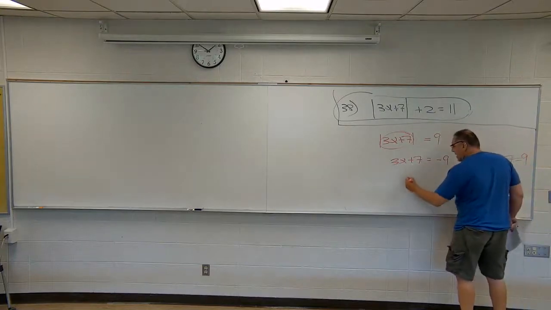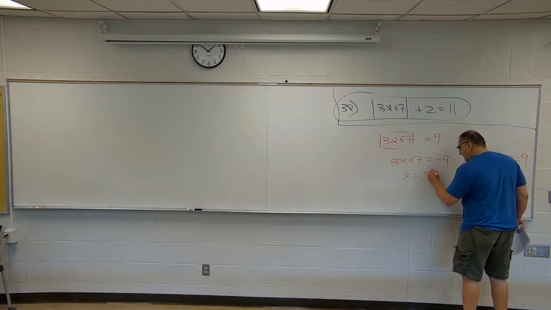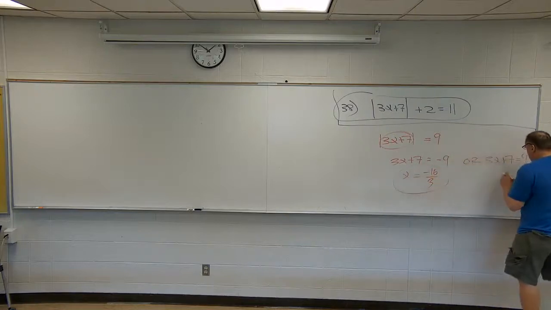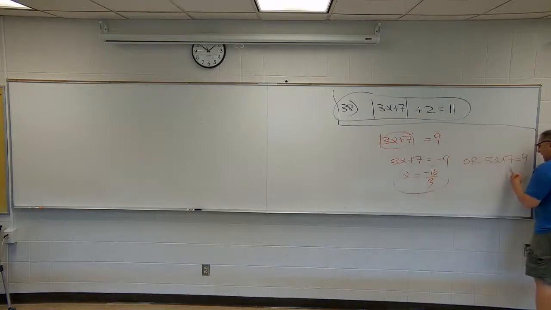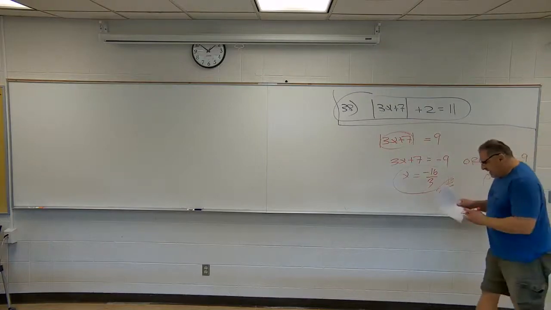Subtract 7 on each side and divide by 3. Subtract 7. You get -16 here. 3x equals -16. Divide by 3. For the other one, subtract 7 on each side. You get 2. 3x equals 2. X equals 2/3. And there it is.